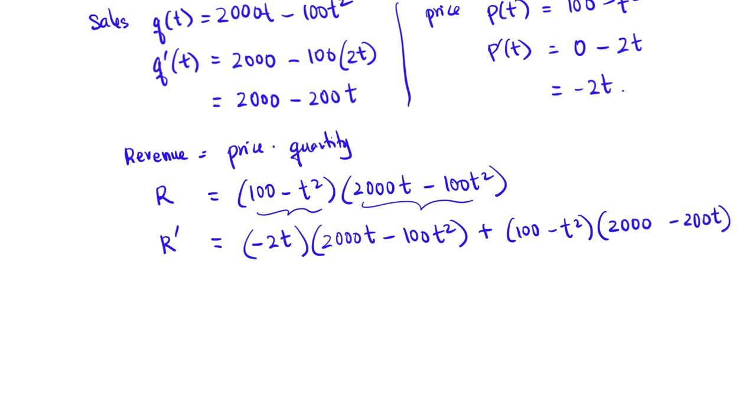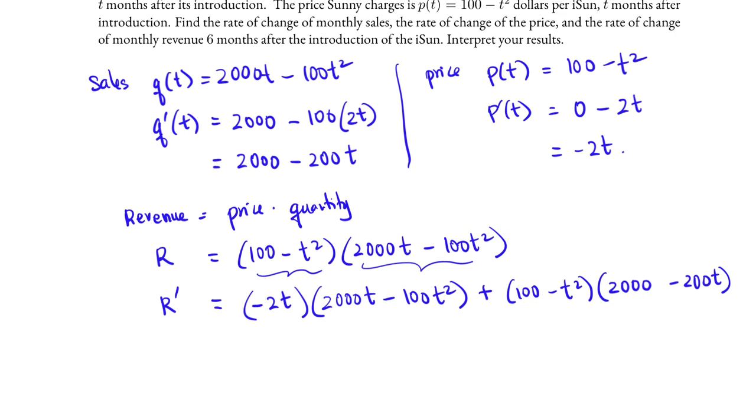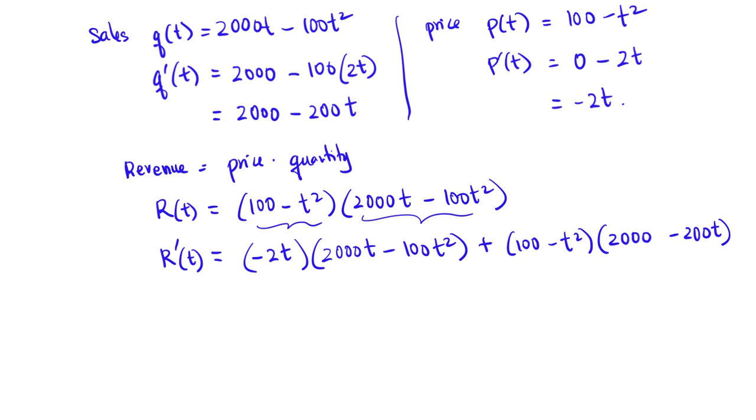Now, we're not going to simplify this because the question asks us to find the rate of change 6 months after the introduction of ISON. What this means is that we just simply plug in 6. Also, this revenue is a function of T, so this is R prime of T. We now plug in 6 into each of these rates.